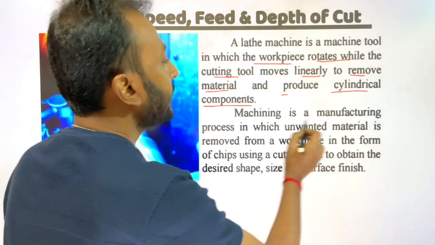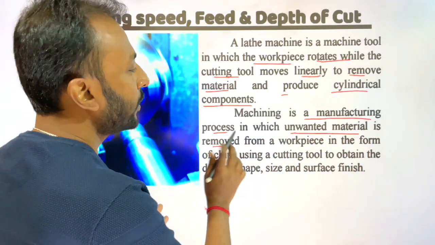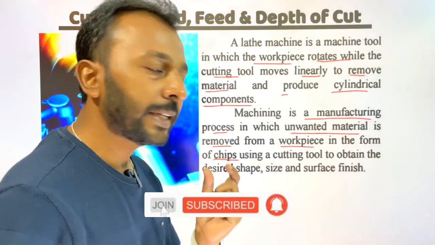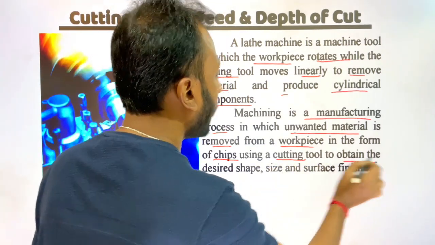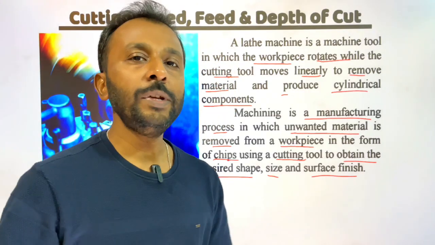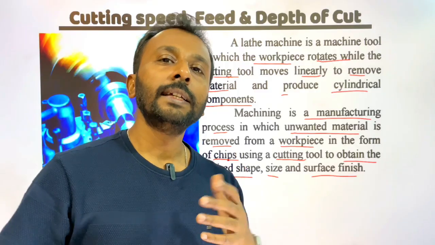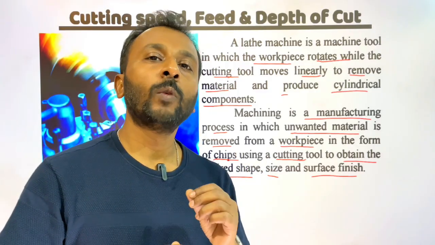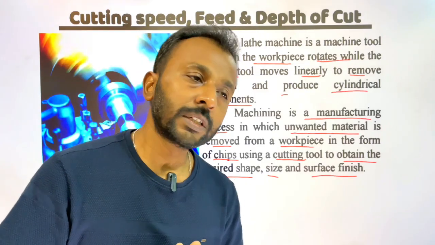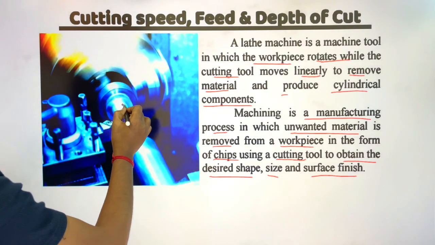So machining is a manufacturing process in which unwanted material is removed from a workpiece in the form of chips, in the form of metal chips, using a cutting tool to obtain the desired shape, size and surface finish. So we are cutting the material and getting the chips. The chips are usually taken as scrap, and if we want to reuse the chips, then we have to do a special manufacturing process.